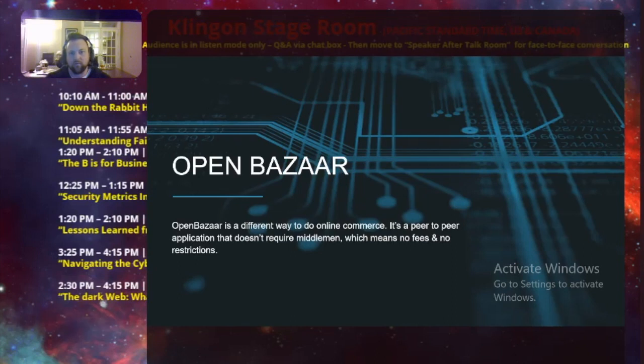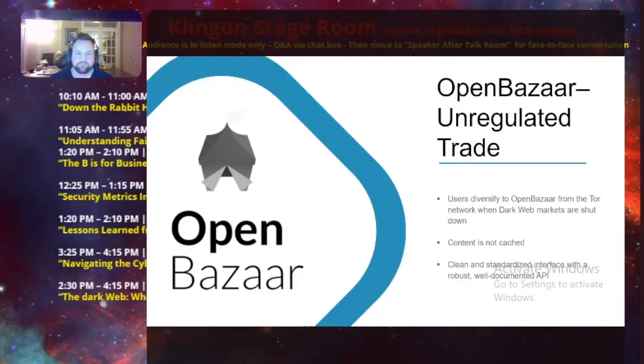The purpose, though, of Bazaar was a different way of doing online commerce. Bazaar's issue was they did not like the central authorities that control buying and selling. So think Amazon, think eBay. They wanted to be a competitor to both of those, so you can connect a buyer and seller. So you don't need that middleman, which means there's no fees. It also means that there's no restrictions in what you can and can't sell.